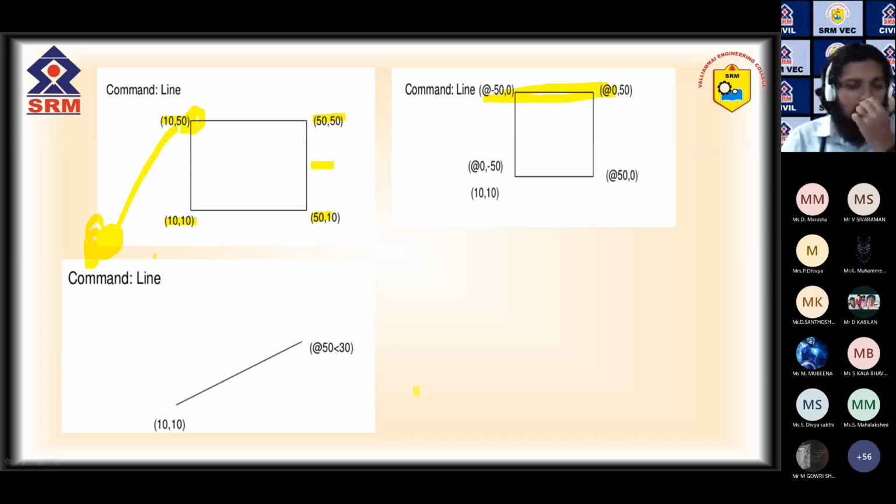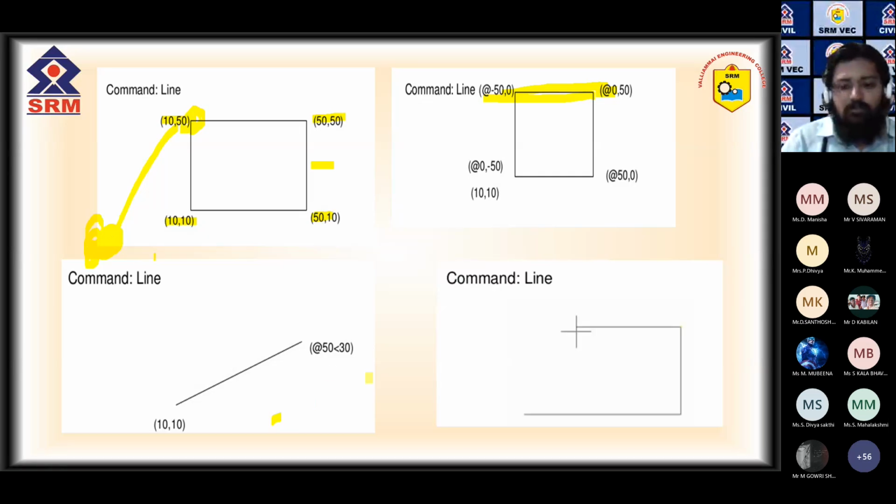Then this is an example of a polar coordinate system where I can draw 10, 10. The other point is my length is going to be 50 at 30 degrees. So I am using the less-than symbol. This is an example of a polar coordinate system. Now you can also draw with the help of the cursor itself.